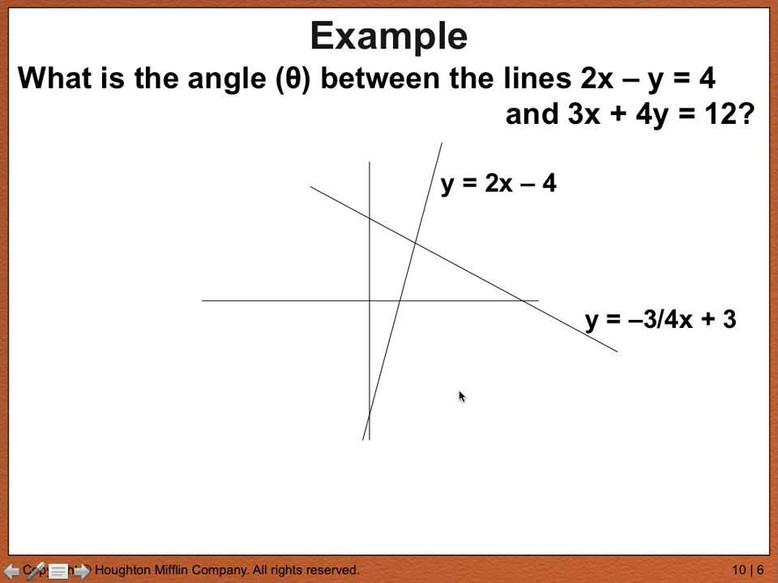Okay, so we've graphed our two lines, and we are asked to find the angle between them. Now, based on what we learned about the definition of an angle between two lines, which angle are we talking about here? Are we talking about this angle, which I'm indicating with the mouse arrow, or are we talking about this angle? Which of the two is the inclination angle? Well, I'll give you a second to think about that.